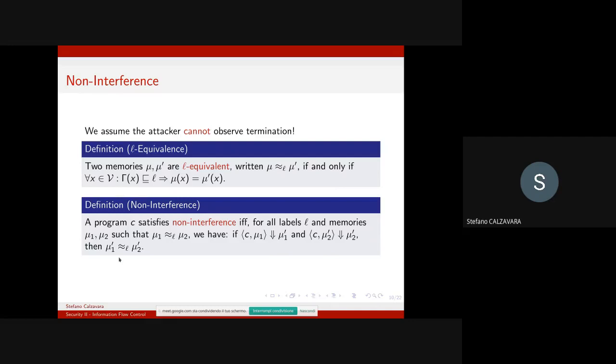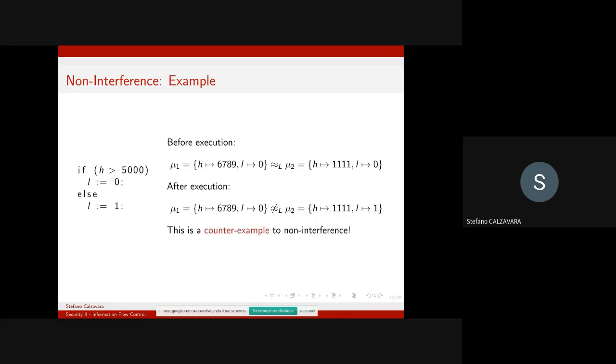So intuitively, this means that if we start from two memories which look the same to the attacker, we let the program run on top of the two memories, and we get new memories at the end of the computation. Recall that this is what we get as a result of the big step semantics. Also, the two memories that we get after letting the program C run cannot be distinguished by the attacker. So if the attacker is not able to take any distinction before the computation, the attacker is not able to draw any distinction even after performing the computation. That's the key idea. And we can very easily exemplify that using an example.